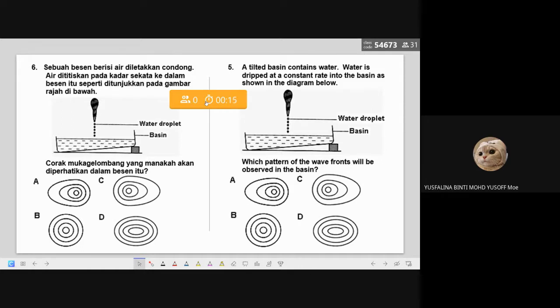So this is the same as question number 4, I think, right? The deep area will produce the higher wavelength, while the shallow area will produce the shorter wavelength. A.